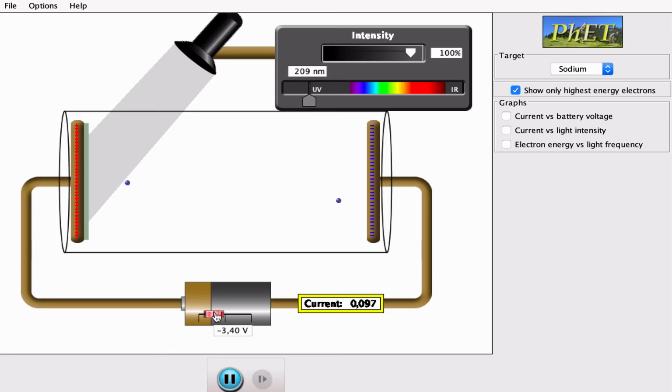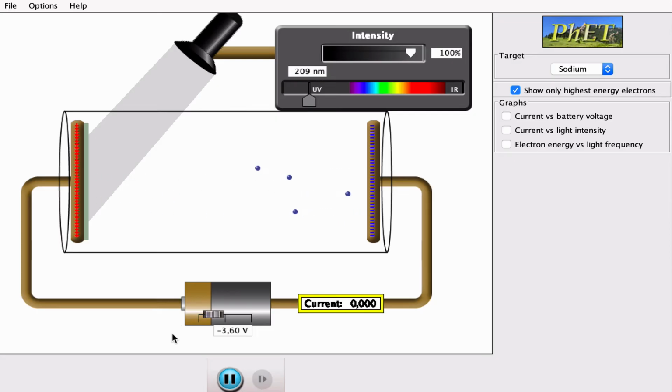I want to have it no current, and the first place I have no current is 3.6 volts. That 3.6 volts is the stopping potential. That's the potential between those plates that will stop those electrons. And that means that those electrons, which have a charge of 1.6 times 10 to the minus 19, are moving through that potential 3.6 volts, and that means that those electrons have a kinetic energy of 3.6 electron volts of energy. Okay?